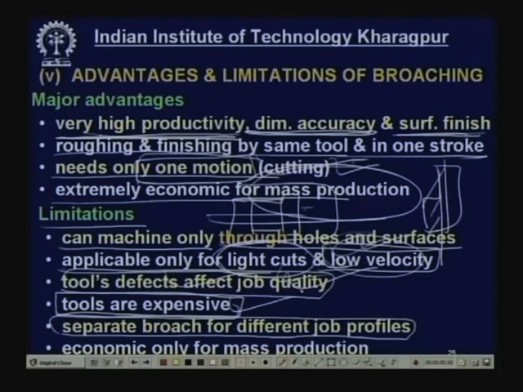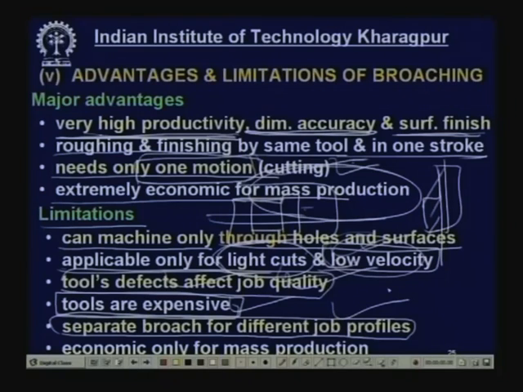Now, suppose you want to produce a gear, external gear or internal gear. If the number of teeth changes even by one, if the module changes, if the helix angle changes, if the pressure angle changes, a new broach has to be used. So, several broaches have to be procured. This is a great disadvantage, or limitation, of broaching in such applications.